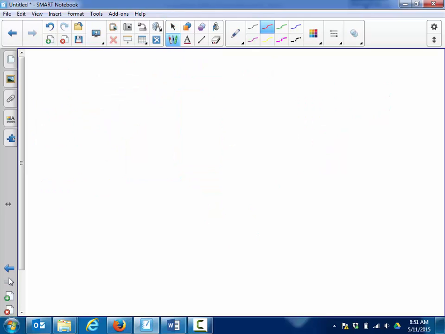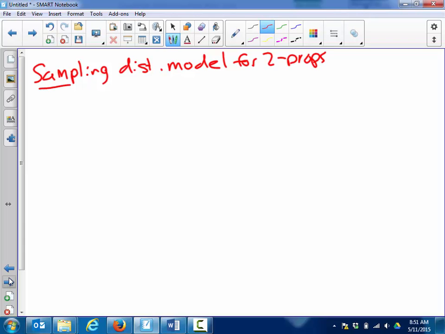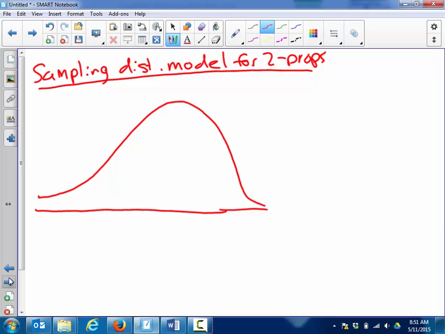Okay, so now let's make the jump to, not means yet, let's continue to talk about proportions. Let's talk about the sampling distribution model for 2 proportions. Okay, well, still working with the normal bell curve. The normal bell curve will be used anytime you're working with a proportion. That is centered on the expected value of P hat 1, your first sample proportion, minus your second, that is just P1 minus P2. Population proportion 1 minus population proportion 2.